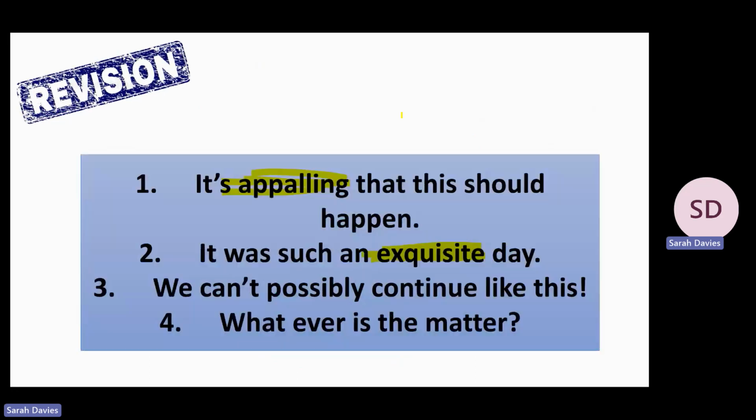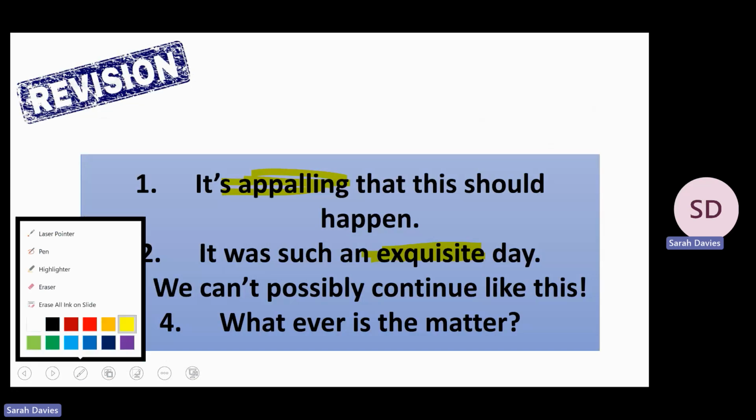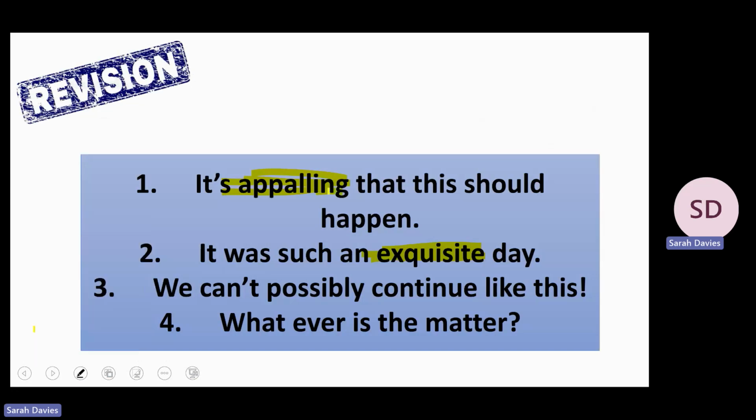Take, for example, the 4 pieces that we've got here. When we look at anything like "it's appalling that this should happen", you want to be thinking about that word choice of appalling, and questioning to ourselves, why has this person chosen to tell us that it is appalling that this should happen? That might show that they are quite shocked, that they are disappointed, that they are discouraged by it.